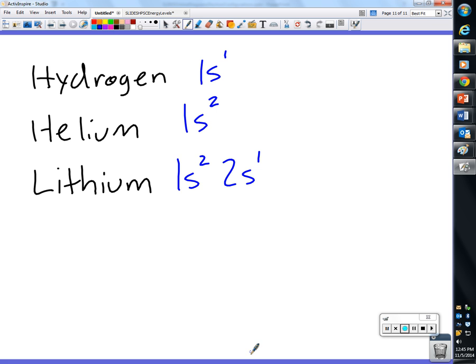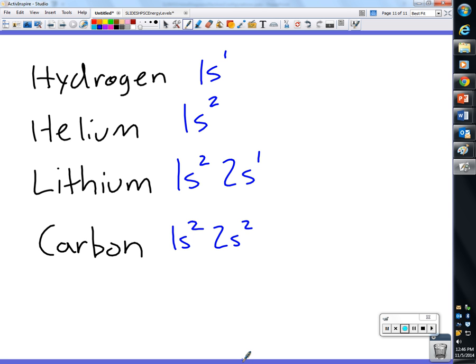Now, let's make it a little bit more difficult. We'll skip boron and go to carbon. We learned the other day carbon has 6 electrons. Amanda, the first 2 always go where? 1s2. The next 2 go in 2s2, because 2s can only hold 2 electrons. Then we go to 2p.